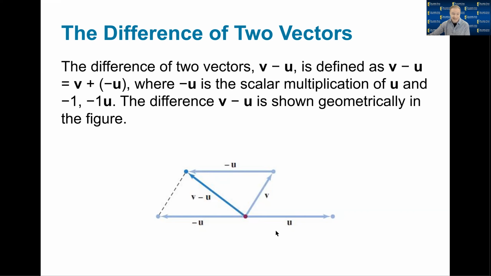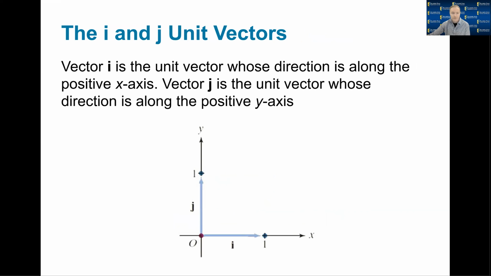Resultant vector is any vector that is a result of two or more individual vectors. And that result could be addition, subtraction, multiplication, division. You could do a whole bunch of things with these vectors. Right now, we're looking at vector addition and vector subtraction.